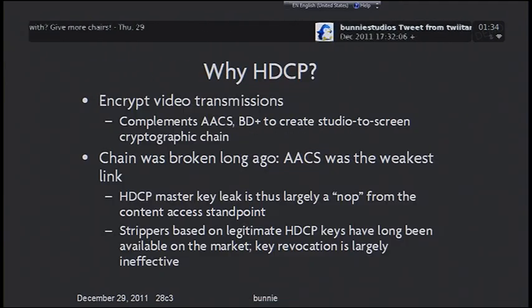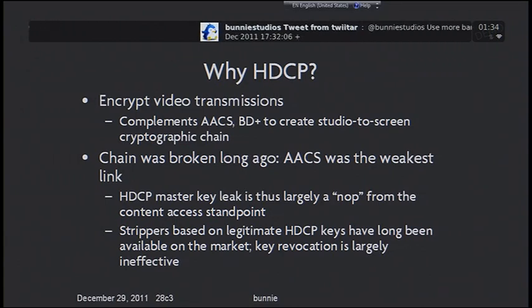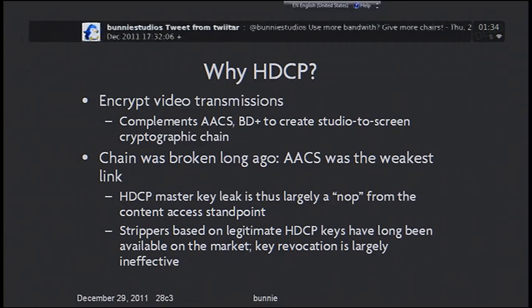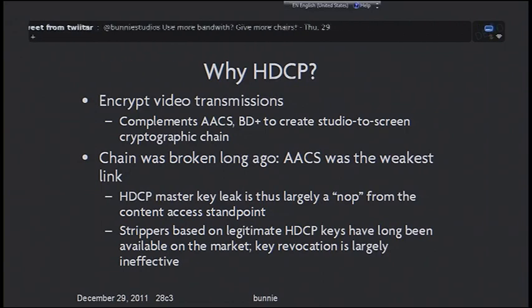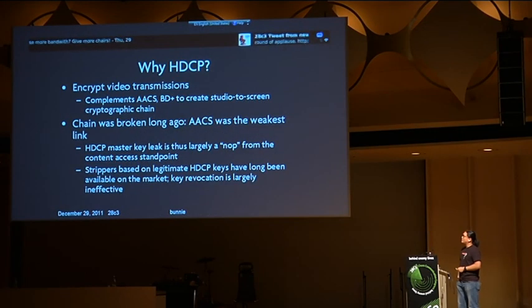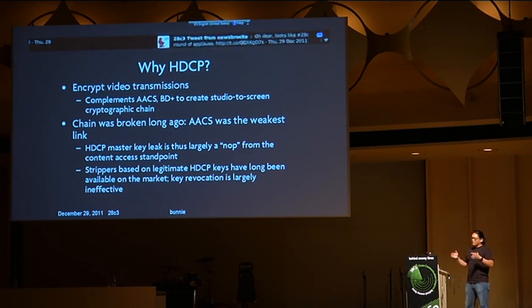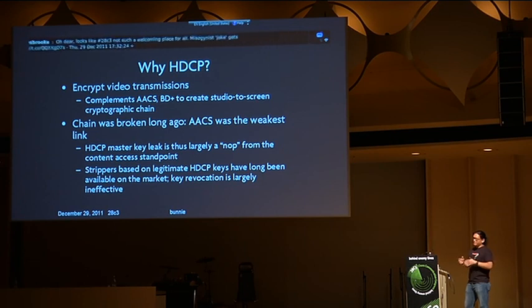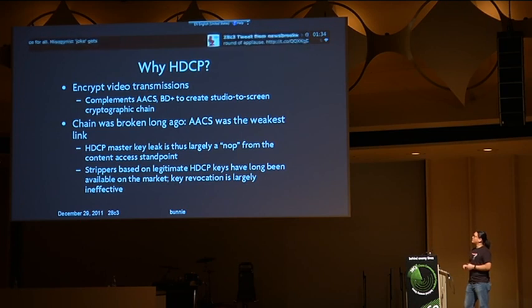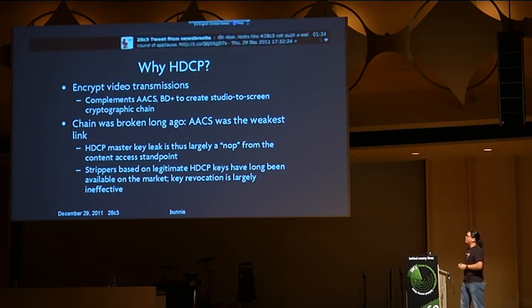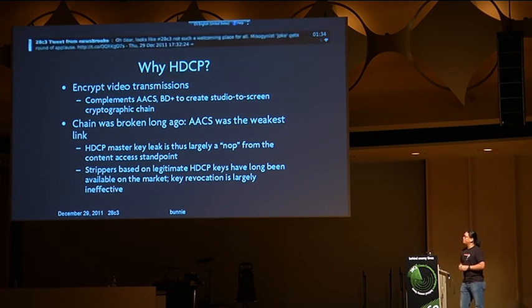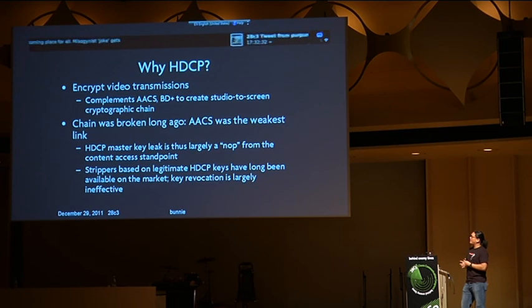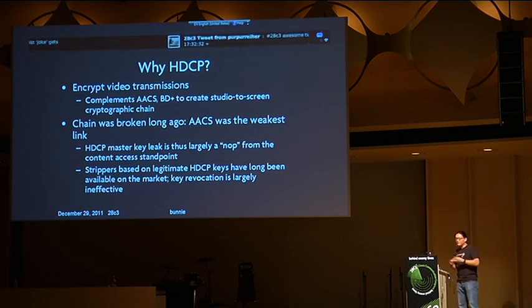So why HDCP in the first place? Why would someone want to use it? Well, I don't want to use it, but why do people put it into different things? The idea is that they want to be able to encrypt video transmissions. They want to create a studio-to-your-TV-set fully encrypted path. It complements AACS, BD+, another encryption technology, to create the studio-to-screen cryptographic chain. However, that chain was broken a long time ago. AACS was the weakest link. People can rip out movies all they want.